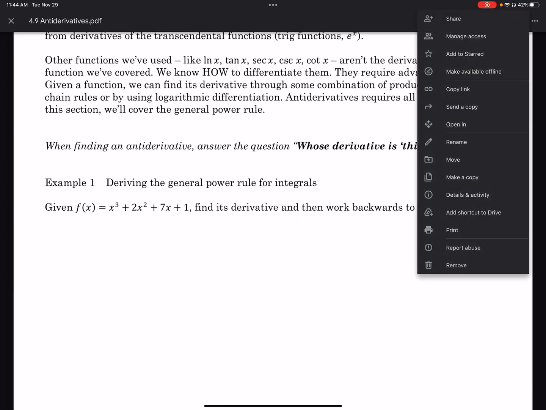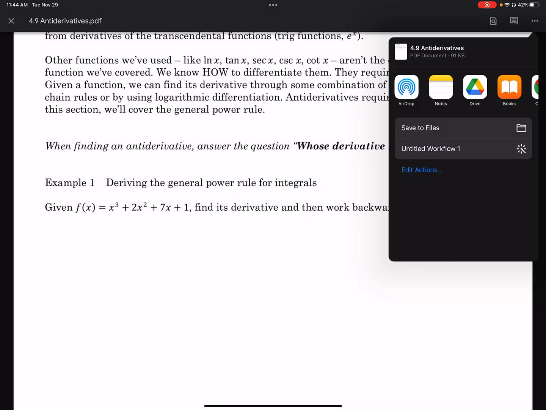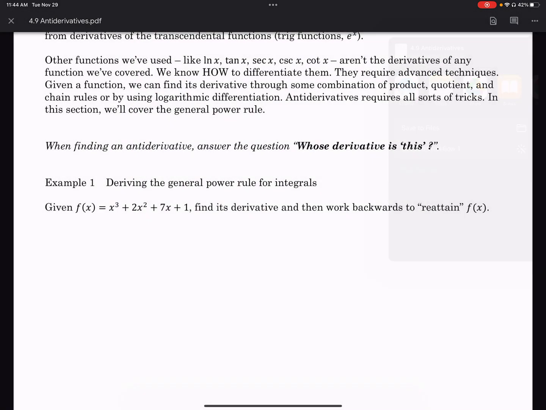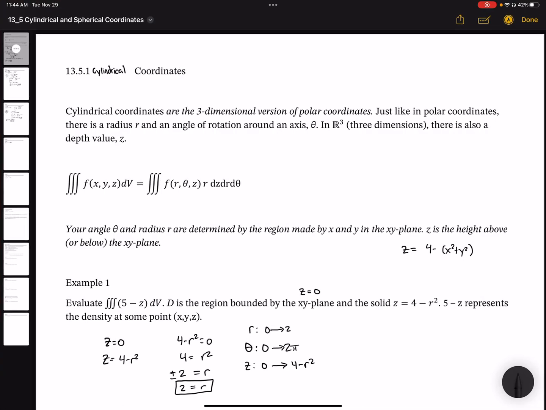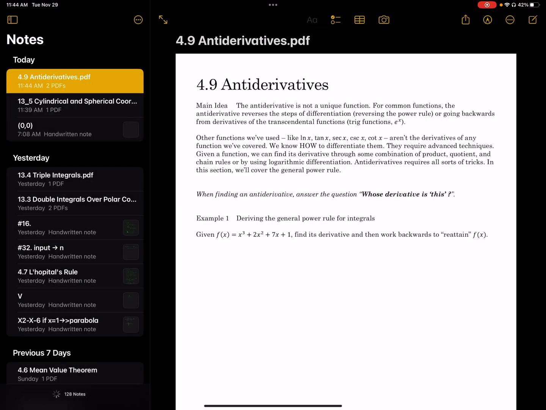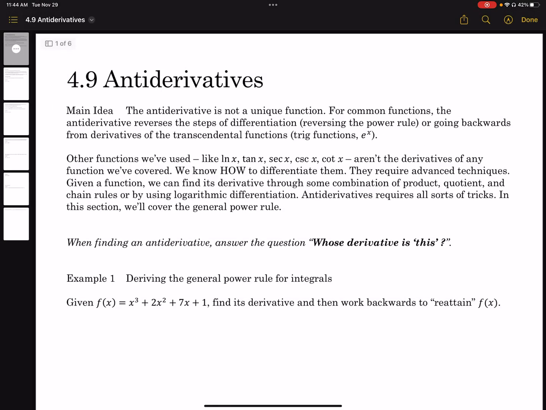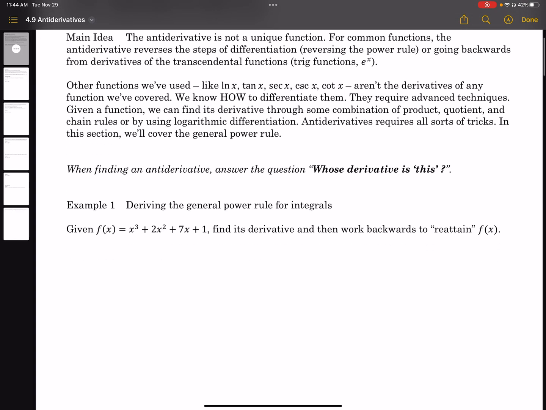Oh, did I open this in notes? I think I did. I'm pretty sure I did. So let's hop over to the notes app. This is for Cal 3. Yeah. All right, so we're actually here.